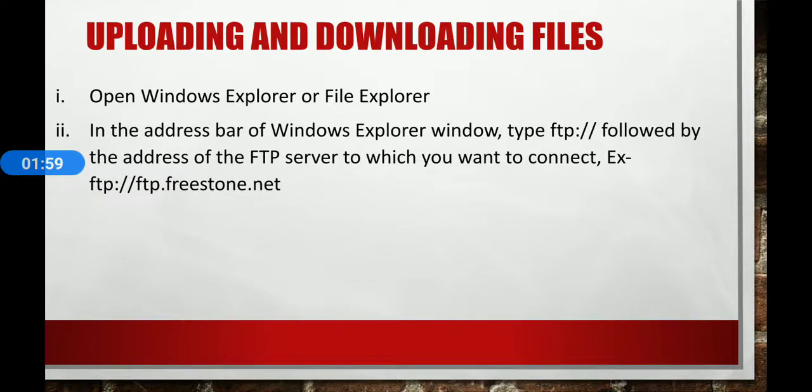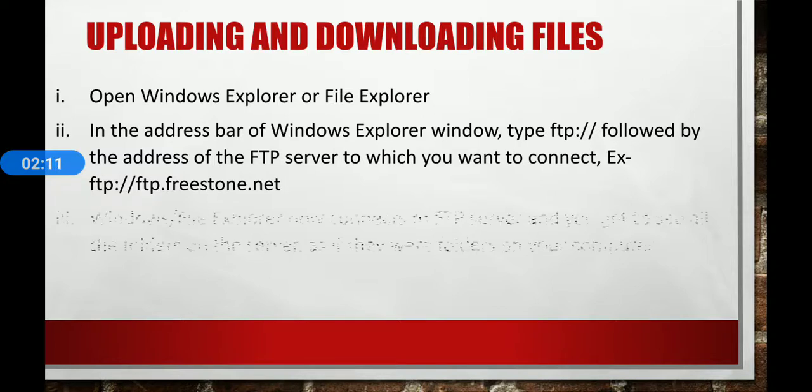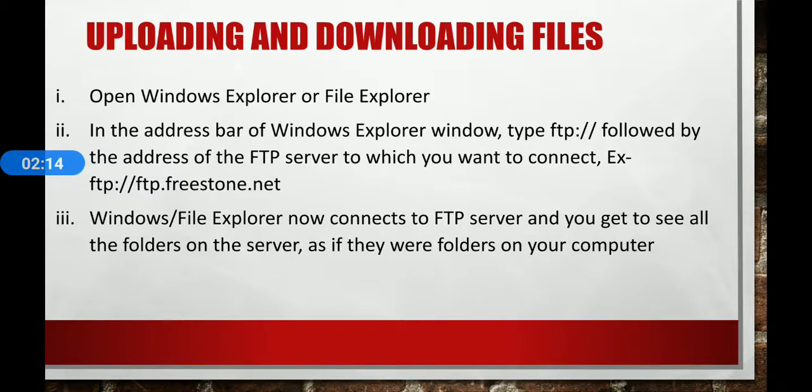Now let's see how to upload and download files. First up, to connect to an FTP server, you need to follow these steps. First of all, open Windows Explorer or File Explorer. In the address bar of Windows Explorer, type ftp:// followed by the address of the FTP server to which you want to connect. For example, ftp://ftp.freestone.net. Windows or File Explorer now connects to the FTP server and you get to see all the folders on the server as if they were folders on your computer.